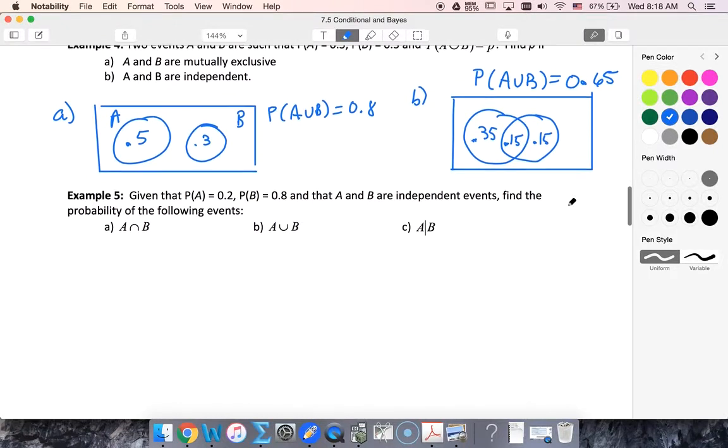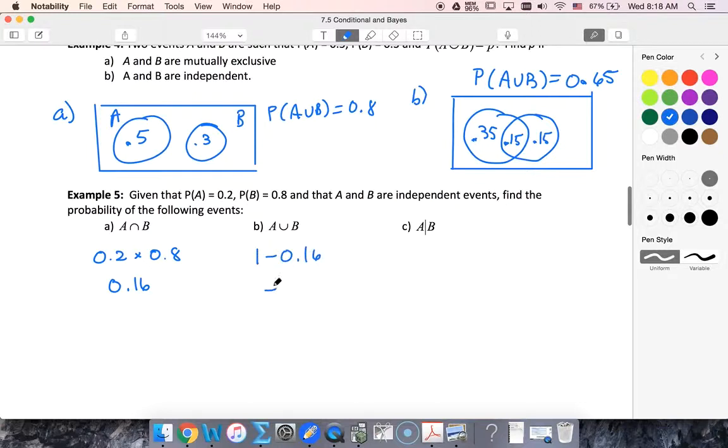Let's do one more. So A is 0.2, B is 0.8, and they're independent. Okay, if they're independent, then I know that the intersection has to be 0.2 times 0.8. So that would be 0.16. A union B is then going to be the sum of these two minus the intersection. So I would have 1 minus 0.16, which is 0.84.